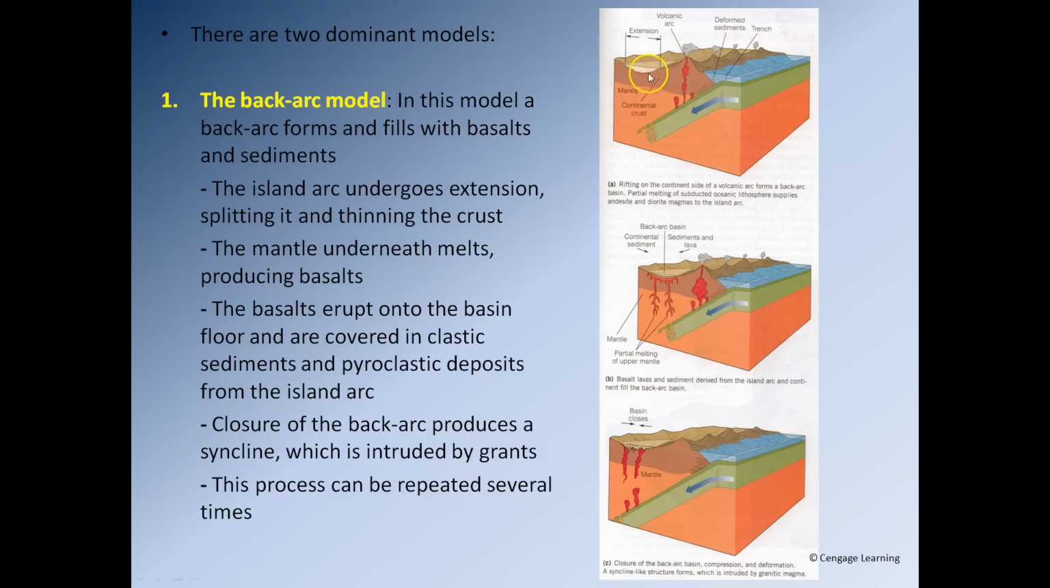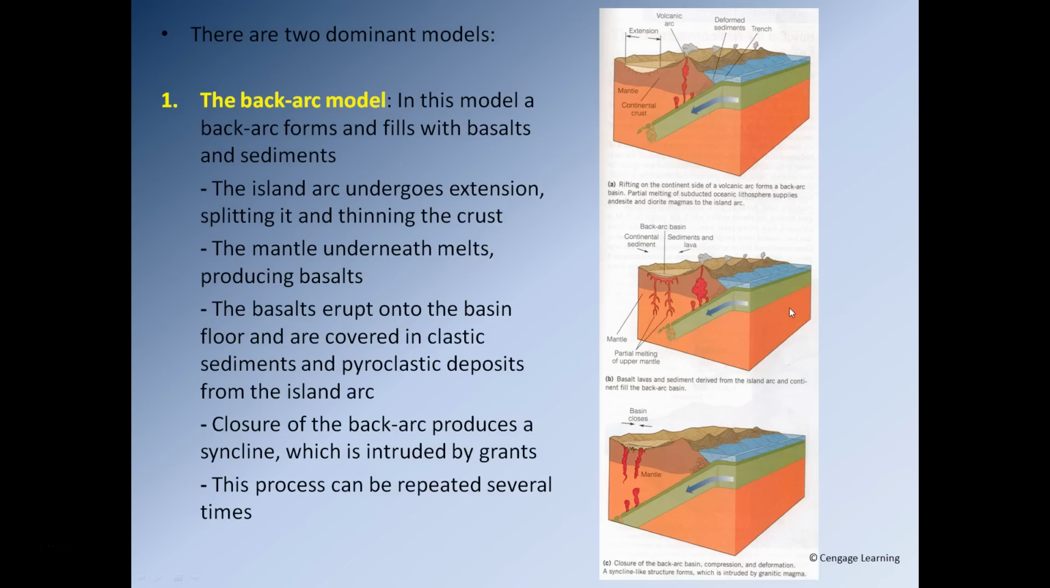This crust here is getting stretched. Eventually the mantle underneath will begin to melt through decompressional melting, which allows mafic magma to flow to the surface, where it will be erupted into the basin, the back arc basin, in the form of basalts. So that explains where the lower and middle portion of the sequence comes from.